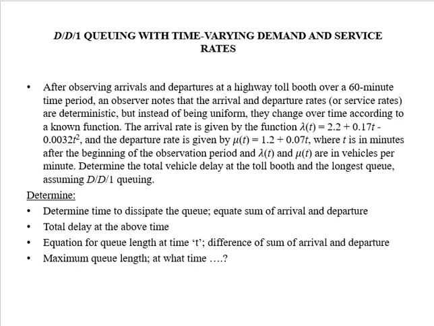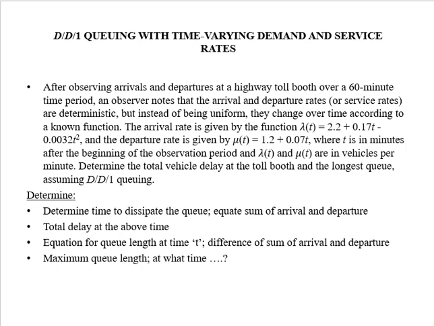Next example for the same case, we have D/D/1: deterministic arrival, deterministic departure, and only one channel. This one is for a highway toll booth, the place where you have to pay some fine or tax. You stop at a check post and you have to pay something, otherwise they will not let you leave. They observe the arrivals and departures for 60 minutes at this toll booth, and they found that they are deterministic, but not uniform.